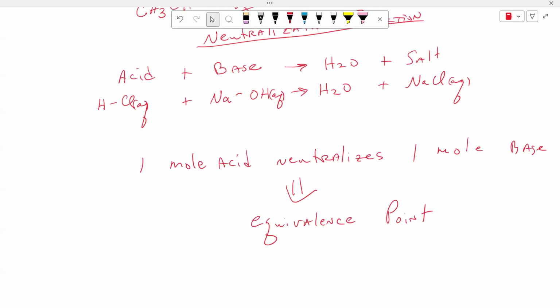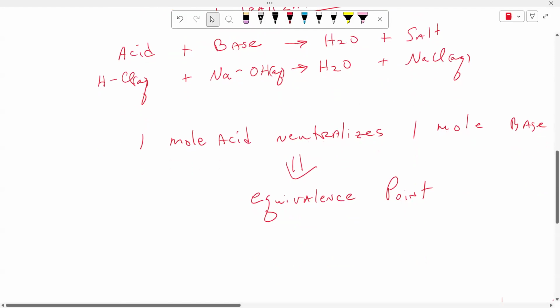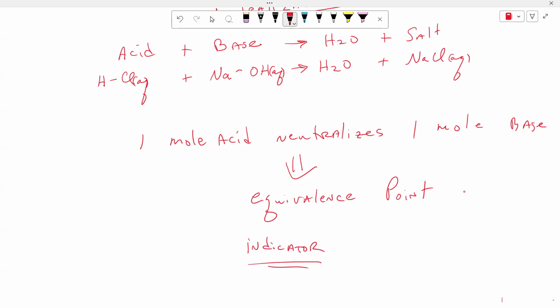For most common acids we're running into in Chem A, 1A, 2A, 3A, we're going to use something called an indicator. And the indicator will tell us the equivalence point has been met. And in indicator jargon, that's called an endpoint.